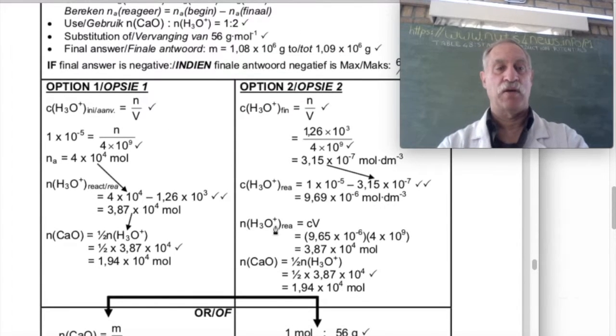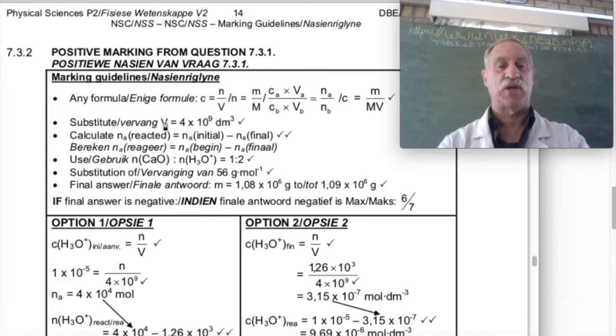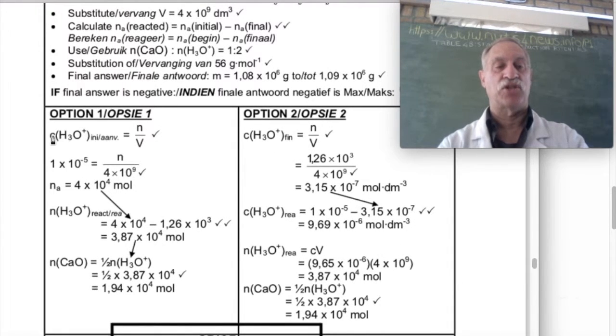So here they're telling us we must choose a formula, we must substitute the volume, and we must find the number of moles. So let's see which formula they choose. Concentration is number of moles over volume. I would choose that formula. And you say the concentration of the hydronium ion is number of moles over volume.